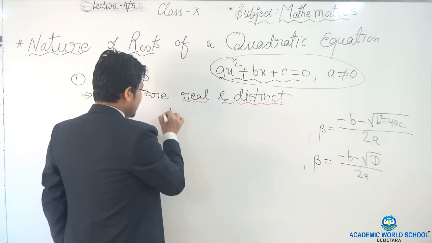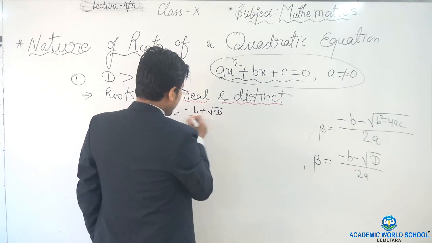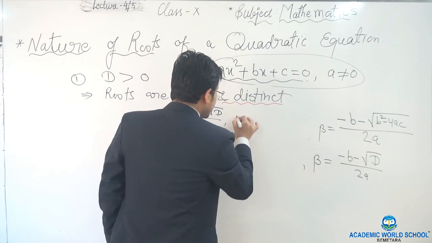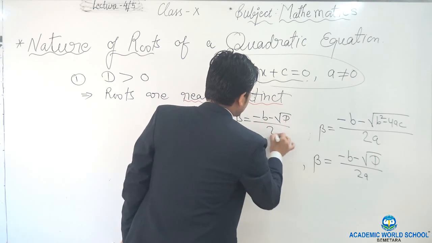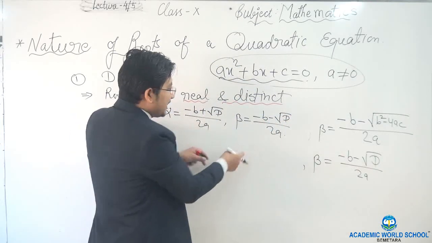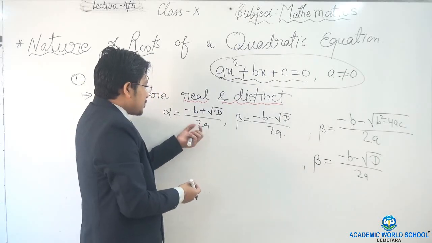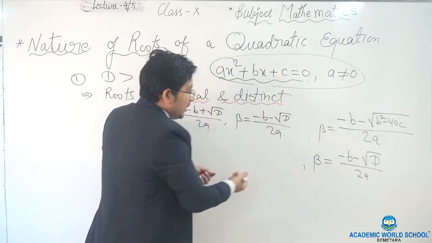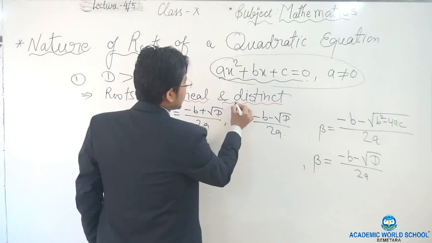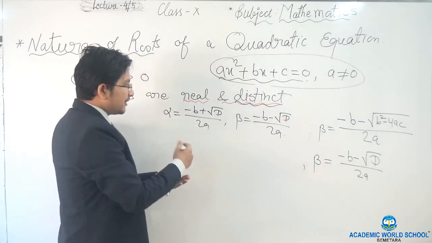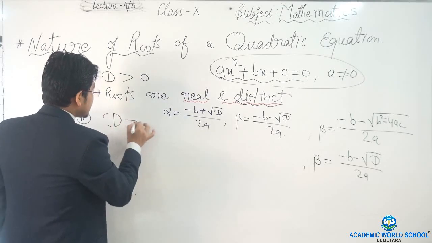It means one will be alpha, and that is minus b plus root over D upon 2a, and another will be beta, and that is minus b minus root over D upon 2a. So these two roots will be different. Distinct means different. If alpha is 2, then beta will not be 2, it will be something other than 2. So that is the meaning of distinct.